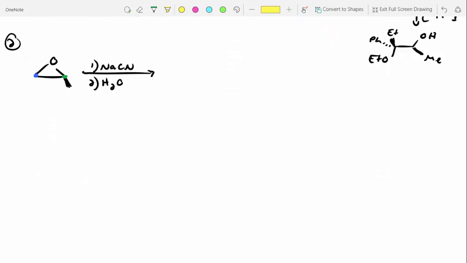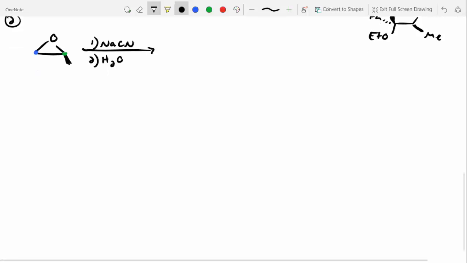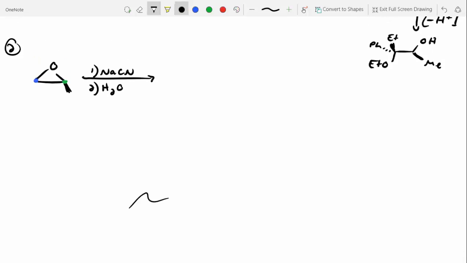Okay. Let's do the next reaction, though, with sodium cyanide and water. See if you can draw out the full mechanism for this. Shoot. There we go. Let me change my batteries in my pen here.